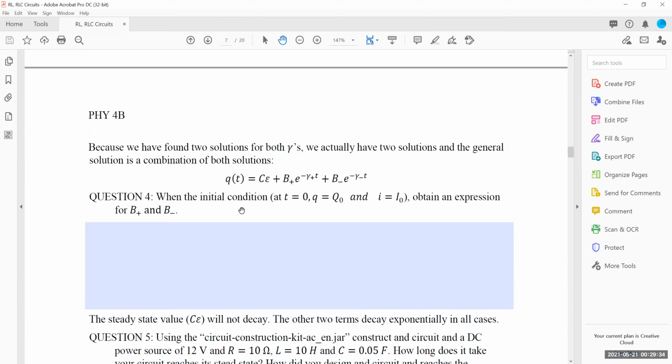So the same thing in here: when the initial conditions at t equal to 0, q is equal to q naught, and I is equal to I naught, obtain an expression for b plus and b minus. Let me stop sharing the screen in here and show you how to do the algebra in there. Share this one in here.